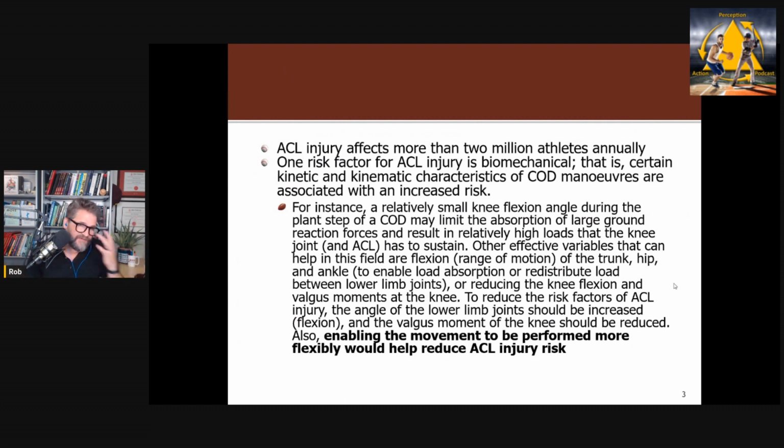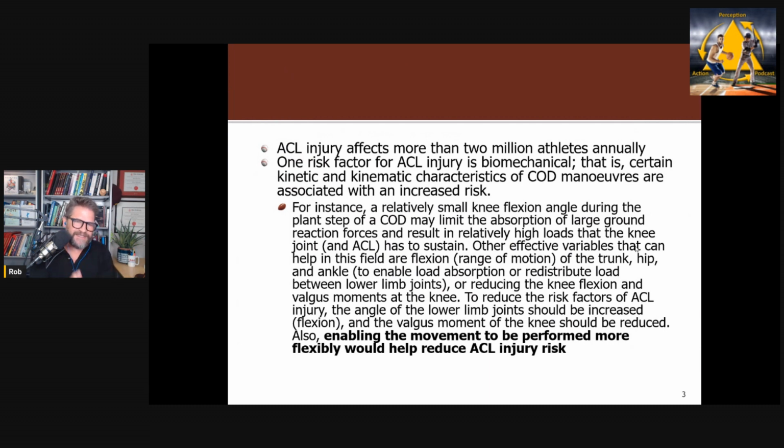Of course, nothing's perfect, right? These are risks. So cutting with a low flexion is a risk factor for ACL injury. Okay. Also, a valgus kind of rotational movement of the knee should be reduced, right? So there's another risk factor. And the important outcome from the previous studies and a lot of work is that enabling the movement to be performed more flexibly would help ACL injury risk.